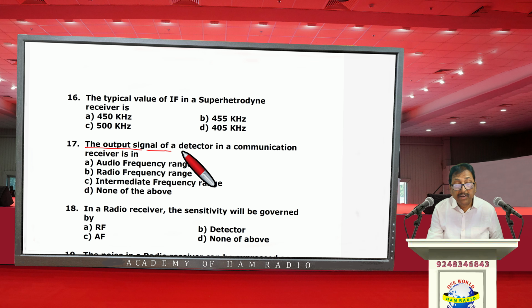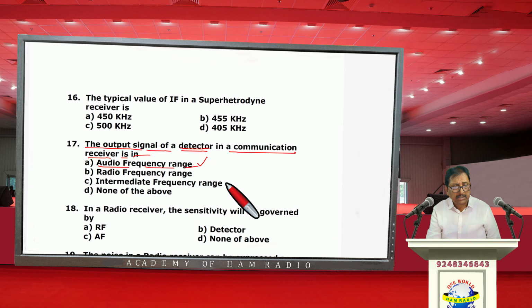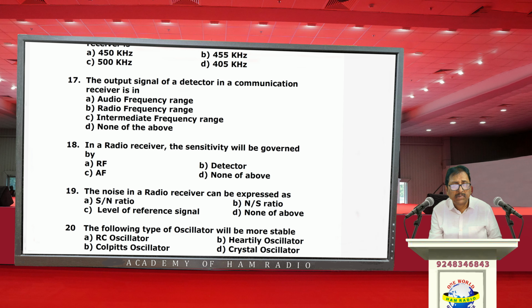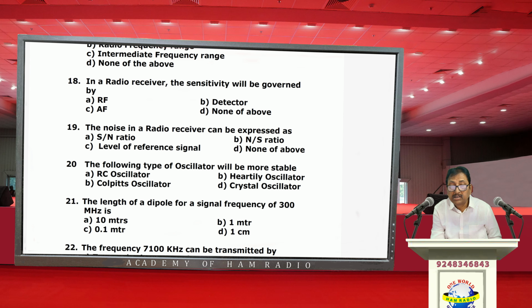The output signal of a detector in a communication receiver is in audio frequency range. So after that, it will be fed into the audio amplifier. That is the final stage. In a radio receiver, the sensitivity will be governed by the RF amplifier. Radio frequency amplifier, Alpha is correct. The noise in a radio receiver can be expressed as signal to noise ratio. Alpha is the correct one.